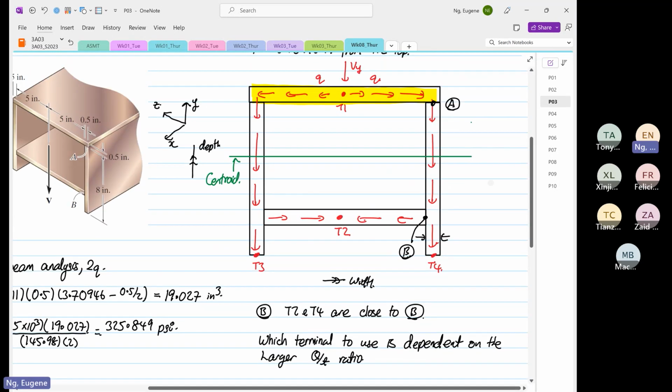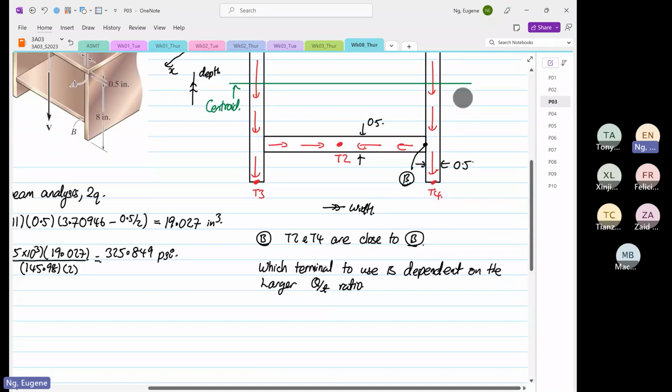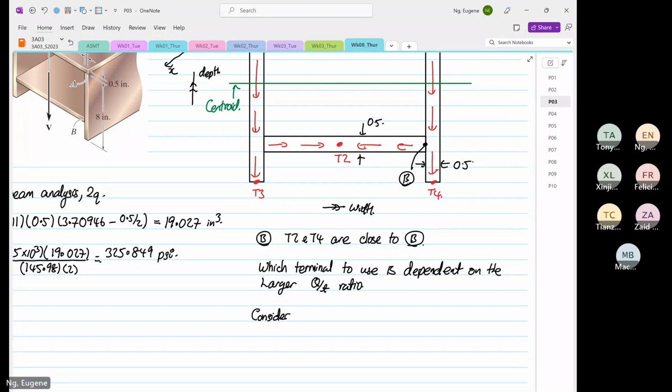So if we look at terminal 4, the thickness is 0.5. If you look at terminal 2, the thickness is also 0.5. So the thickness does not matter. The thickness has been normalized because the thickness on both terminal 2 and 4 are the same. So you have to focus on QZ. Okay. So if we're going to consider using terminal 4, right? So we want to use terminal 4. So this is the first moment of area we have to consider if we want to use terminal 4.